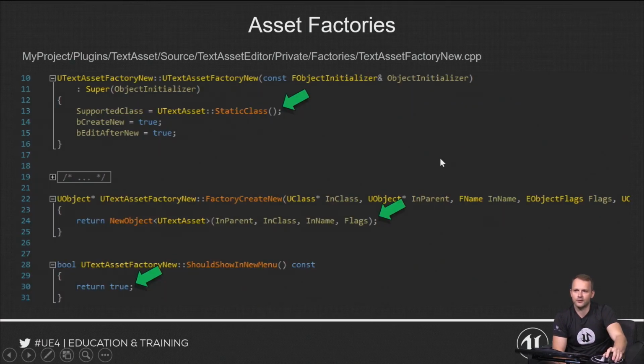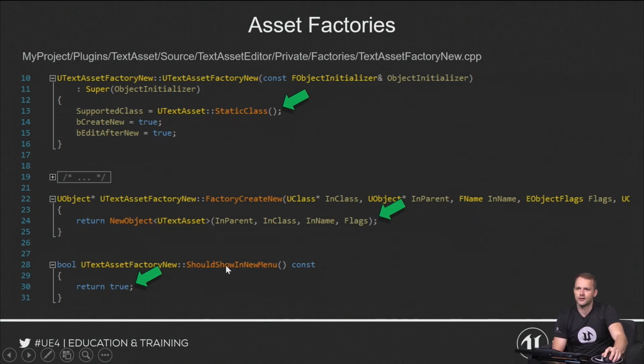So let's take a look at those functions in more detail. The first is factory create new. This is the function that will actually be called by the editor when a new instance of that asset type is to be created. So when the user right-clicks in the content browser and then selects text asset to be created and left-clicks, at that point this function will be executed. And you see it's pretty straightforward. We're just creating a new object of type uTextAsset.